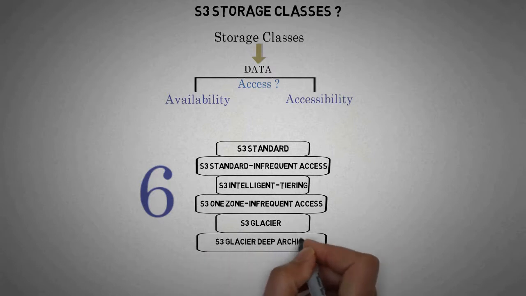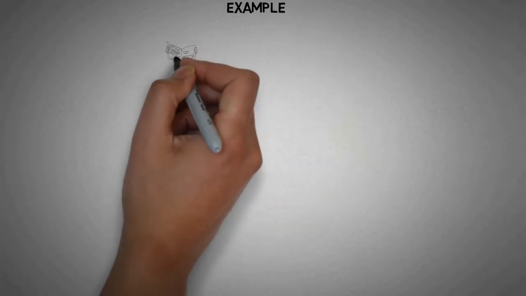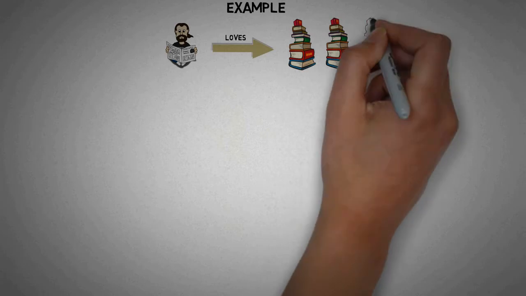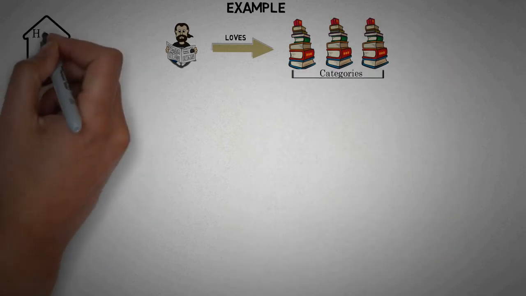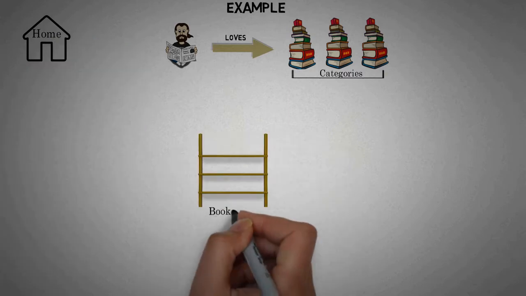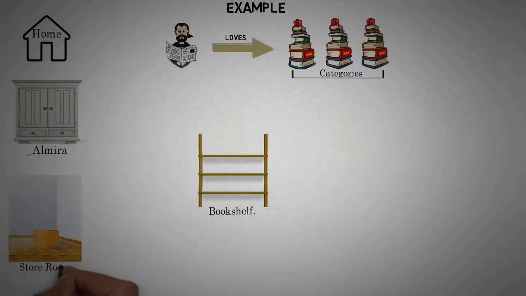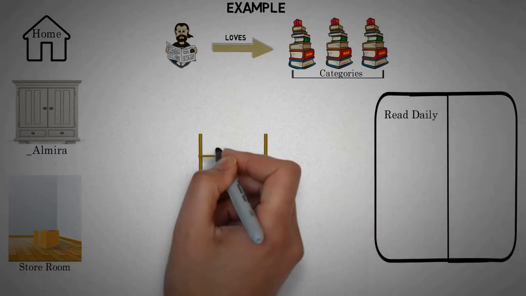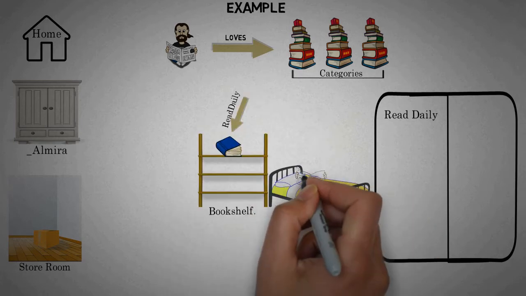To understand these storage classes, let me give you an example. Imagine that you love to read books, and at a certain point of time you have so many books and you decide to categorize them and keep them at different places. So in your home you have one bookshelf, one almirah, and one storeroom to keep your books. The books which you read daily, you keep in the top shelf of the bookshelf near your bed, so it is easily available whenever you want.